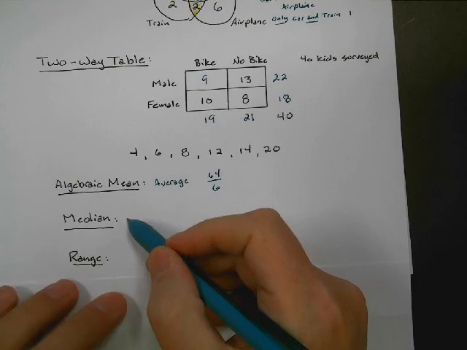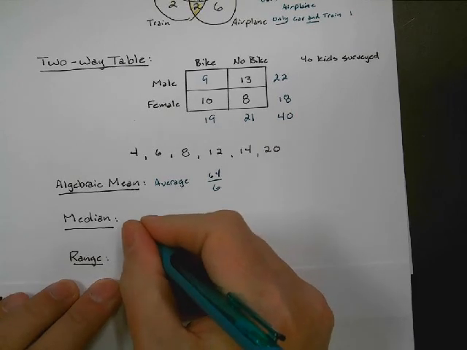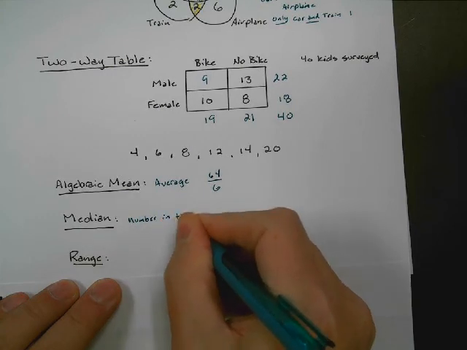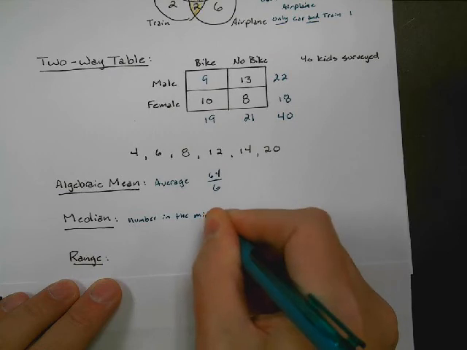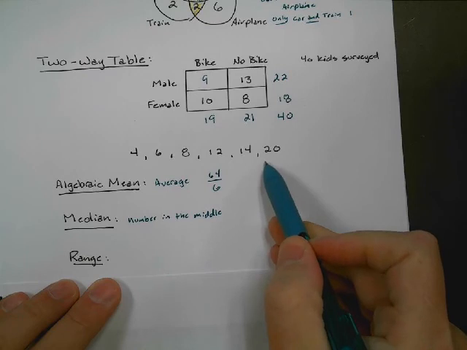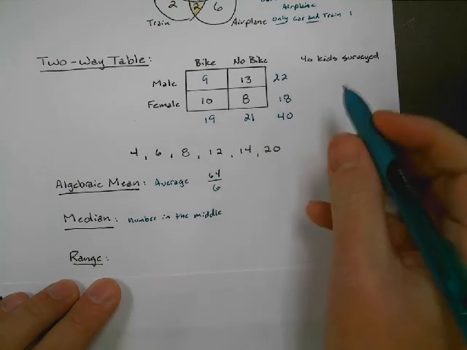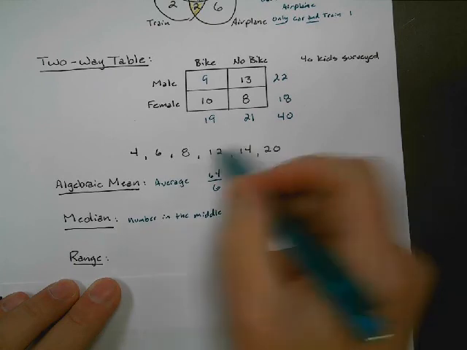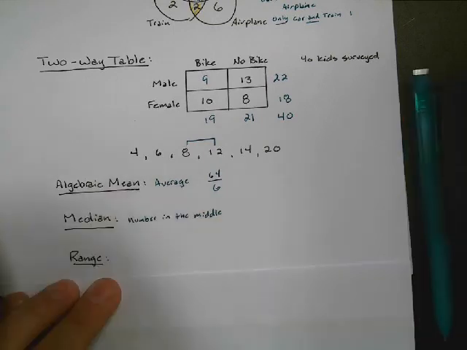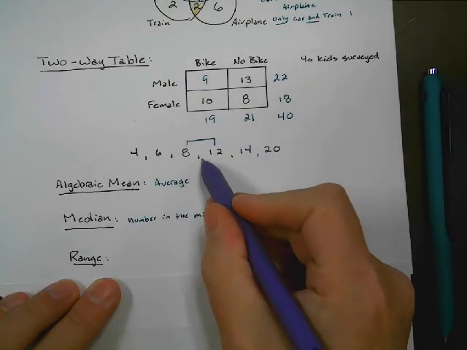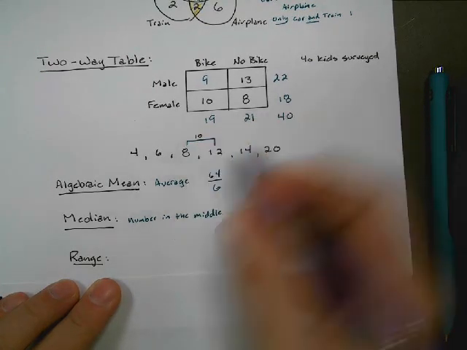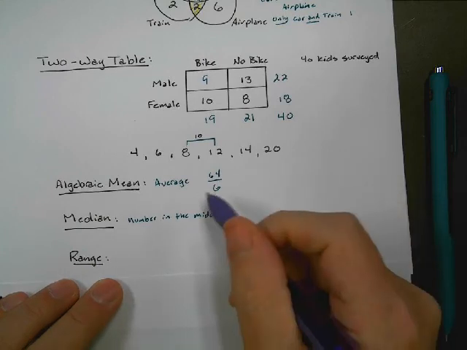Our median is the number in the middle. Now, we set up here that there are 6 different numbers, so there's no actual number in the middle. So what we do in this situation is we find the 2 numbers in the middle. These are our 2 numbers in the middle here. And what we would do is we just take the average of the 2 numbers in the middle. So 8 plus 12 is 20. 20 divided by 2 is 10. So in this case, our median would be 10. That's the number in the middle.